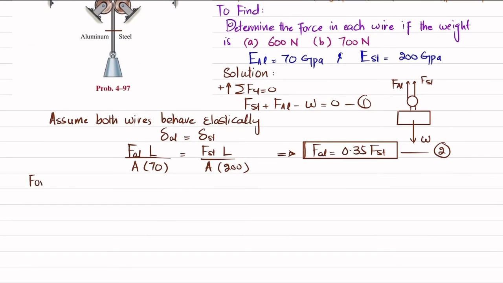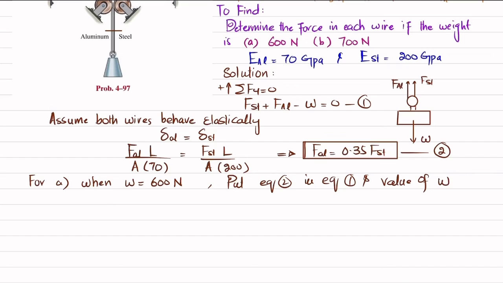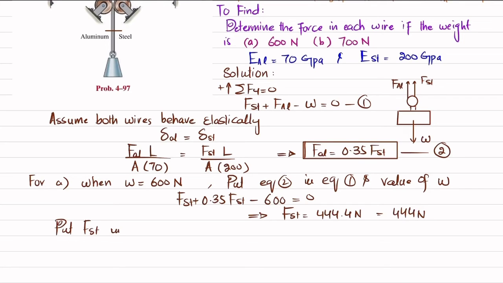So for A, when W is equal to 600 Newton, put equation 2 in equation 1 and the value of W. So F of steel plus F of aluminum minus 600 gives F of steel plus 0.35 times F of steel minus 600 is equal to 0. From here you will get F of steel equal to 444.4 Newton, or you can say 444 Newton. Clear? So put F of steel in equation number 2.